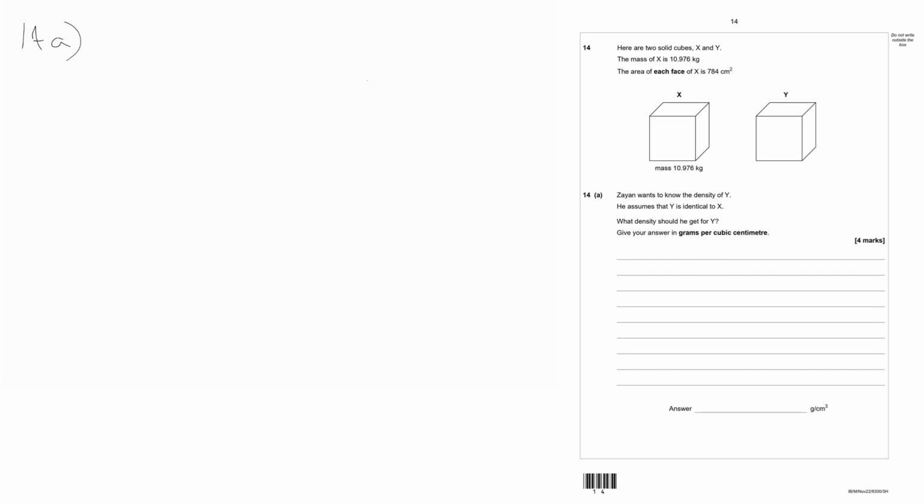So let's just draw out our problem here. So we've got our cube, and this is x. So let's just call this side here a of x, and we're going to call this side here b of x. And we're told that the area of each face of x is 784 centimeters squared, which means a of x times b of x is 784 centimeters squared.